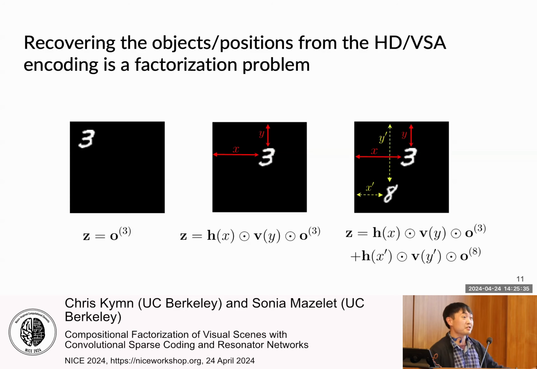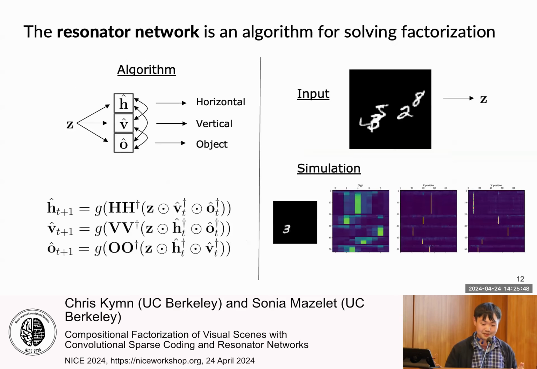But now this is just the encoding problem. We still have the decoding problem of understanding how the brain is able to retrieve these kinds of representations. And this is where the Resonator network is going to come in as a way of addressing this problem. So remember, if we have this input and we go through the work of converting it to a convolutional sparse code, and the end result is this vector z, then in the end, we want to have an estimate for these different factors, h, v, and o.